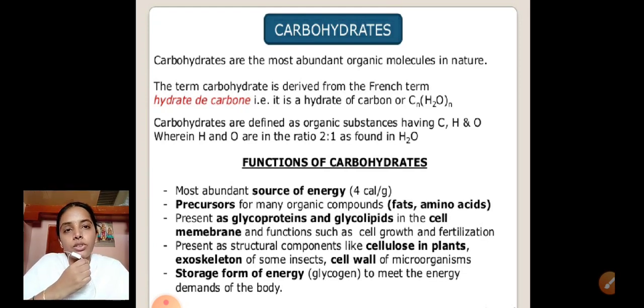Functions of carbohydrates. These are the most abundant source of energy. They are the precursor for many organic compounds, and they are present as glycoproteins and glycolipids in the cell. They are a structural component in cellulose in plants, in the exoskeleton of some insects, and in the cell wall of microorganisms. They are also the storage form of energy to meet the energy demands of the body.